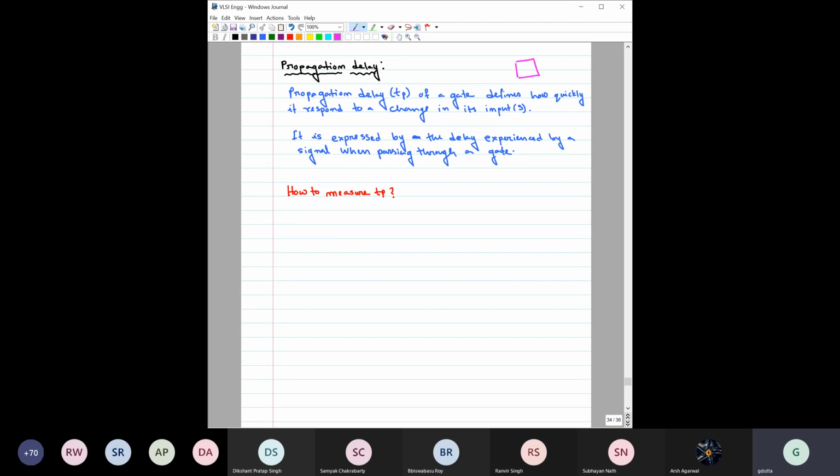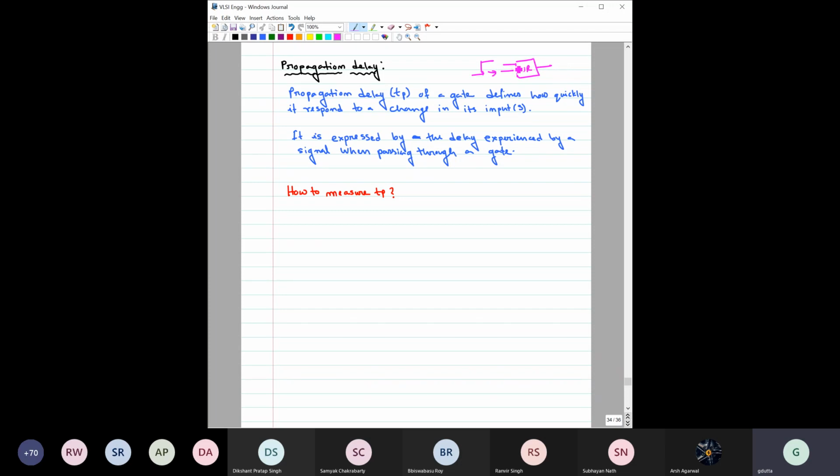Suppose this is a gate, say an OR gate, a digital gate, a 2-input OR gate. One of the inputs you have changed, the other one remains fixed. Then how quickly does that change in input get reflected in the output? That gives a sense of the propagation delay. In other words, it is the delay experienced by the signal when passing through the gate.